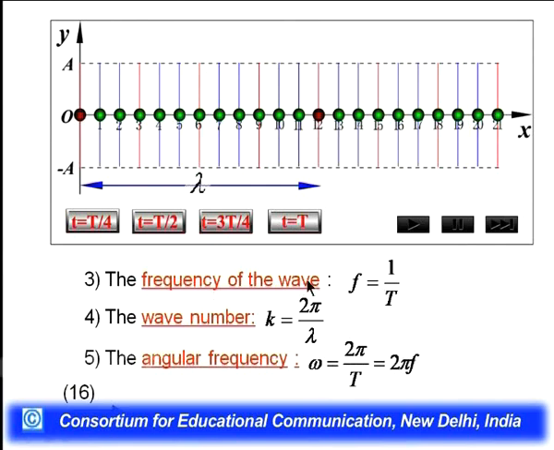The frequency of the wave is defined by f, which is the inverse of the time period. The propagation constant, or we can say the wave number, is 2 pi by lambda, which depends upon lambda. Lambda is the one complete wave.